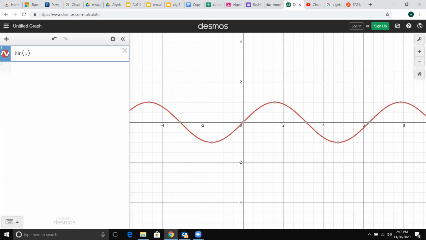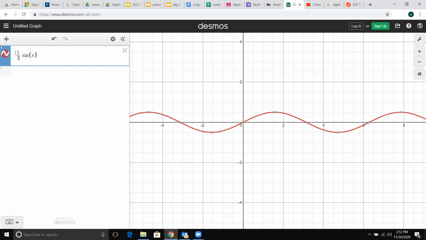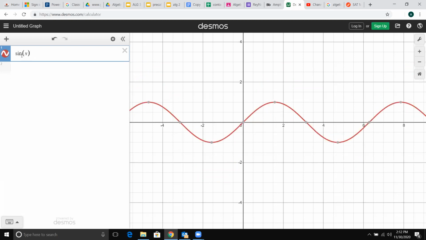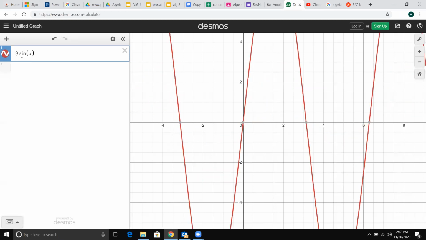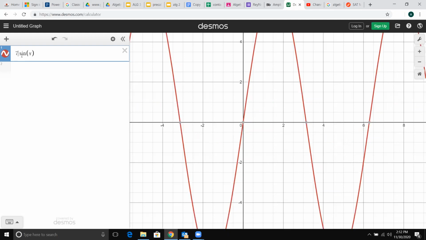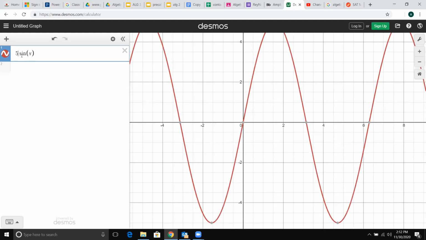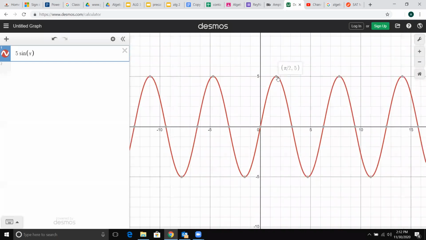So I'm going to put a different number up here. You see how that changed it? So now we're only going up to 0.5 and down to 0.5. Let me give you another one. Let's go 9. No, that's way too big. Let's go 7. Let's go 5. Even still big. But see, it goes up to 5, down to 5.